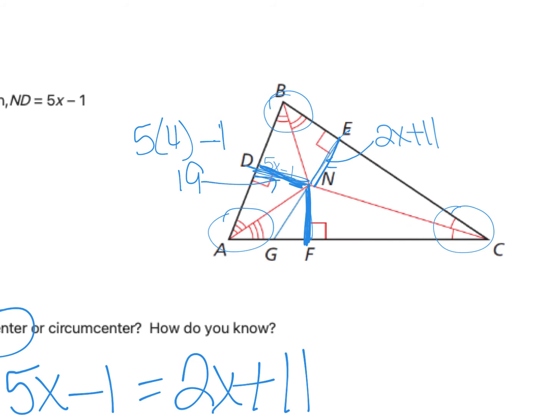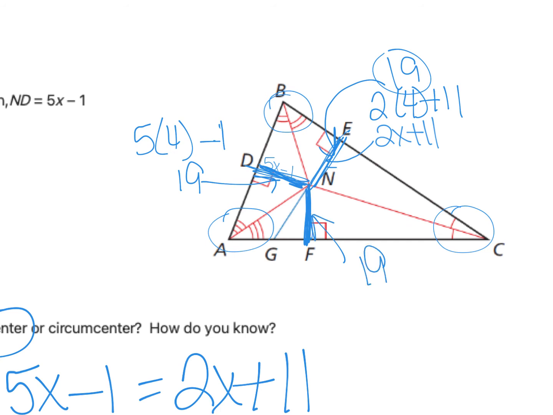And it should also be the same length as NE over here. So if we did 2 times 4 plus 11, 11 plus 8 is 19, which means this one here is also 19. And since it's the incenter, this one is also 19.